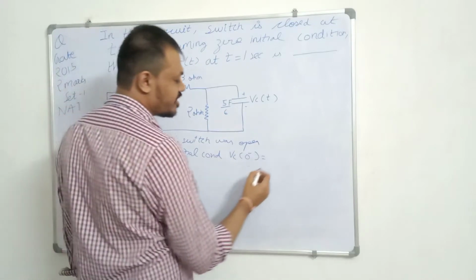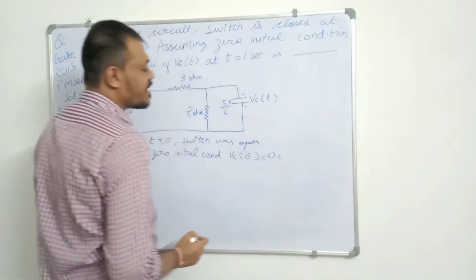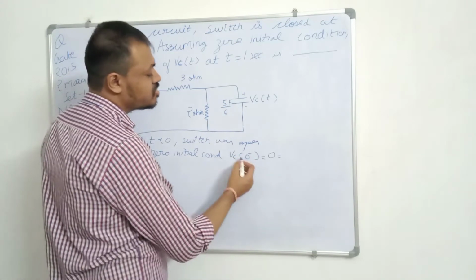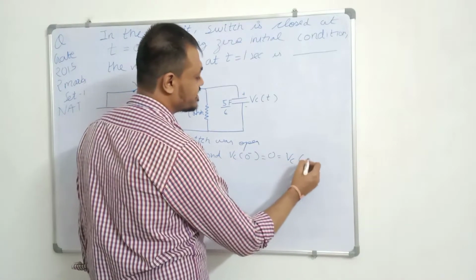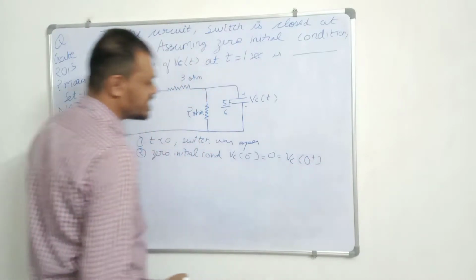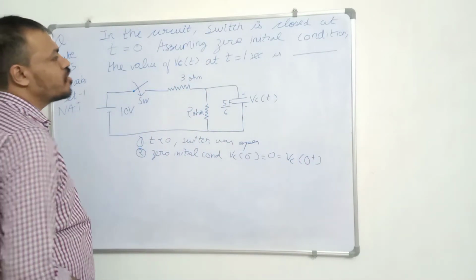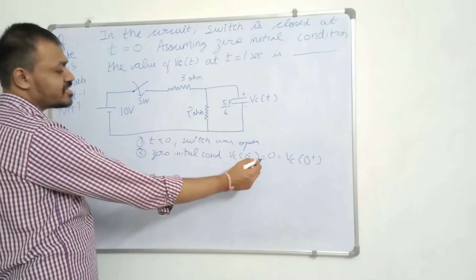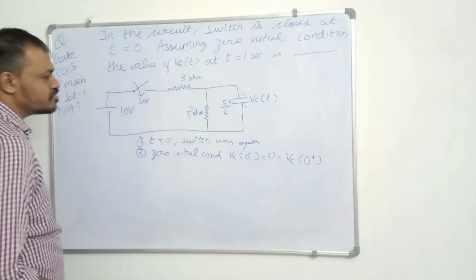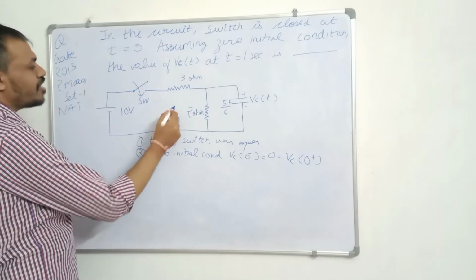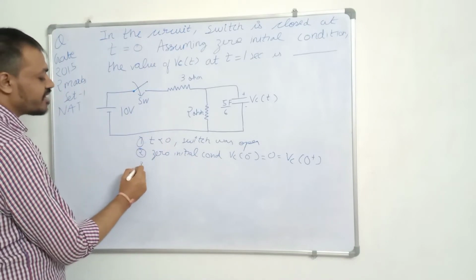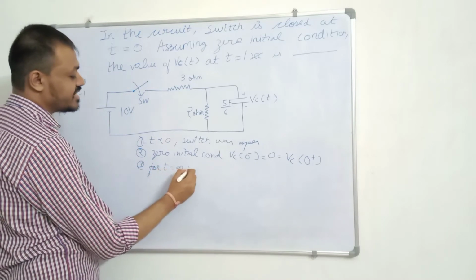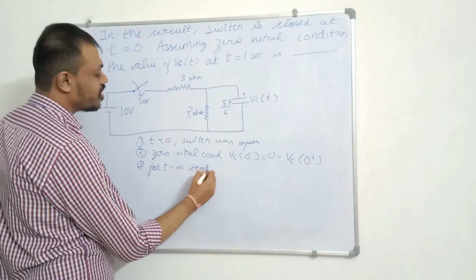And Vc(0-) will be equal to Vc(0+), because capacitance opposes any instantaneous change in voltage. So because of 0 initial conditions, Vc(0-) was 0, so Vc(0+) is also equal to 0. Now we will draw this circuit for t equal to infinity, the steady state.